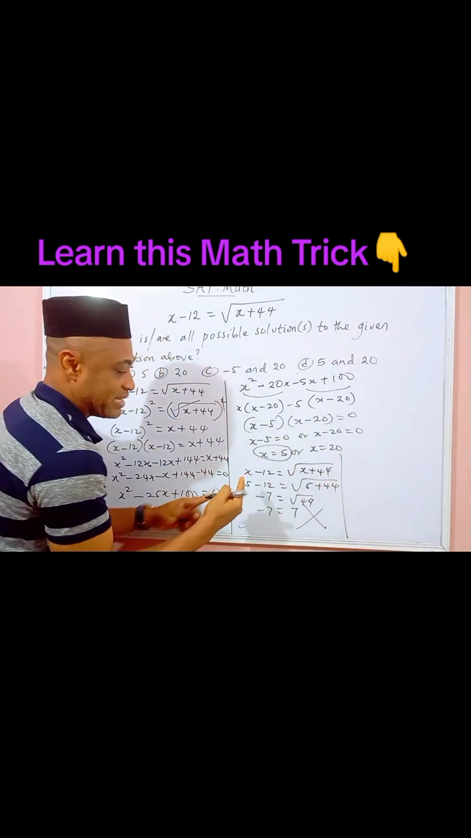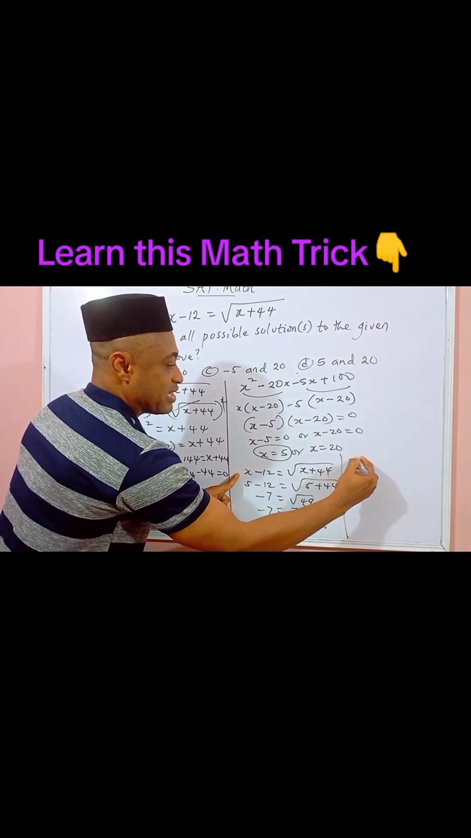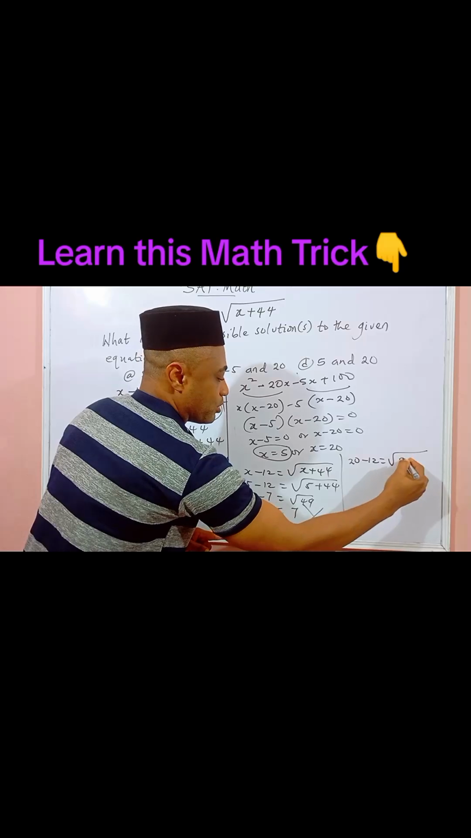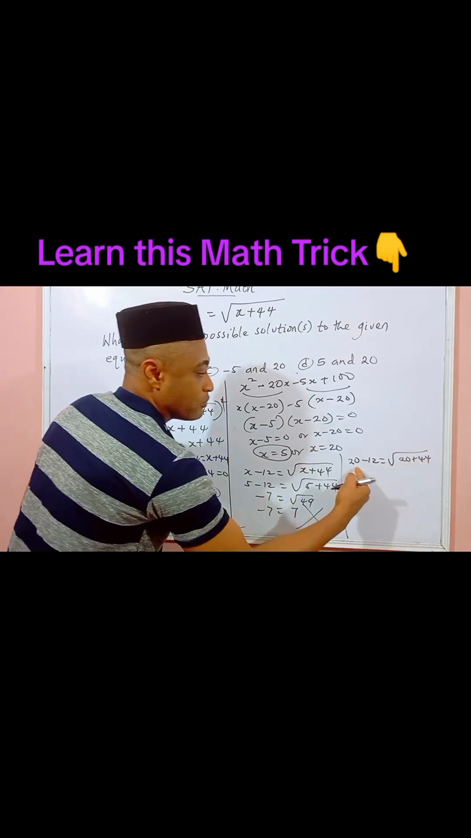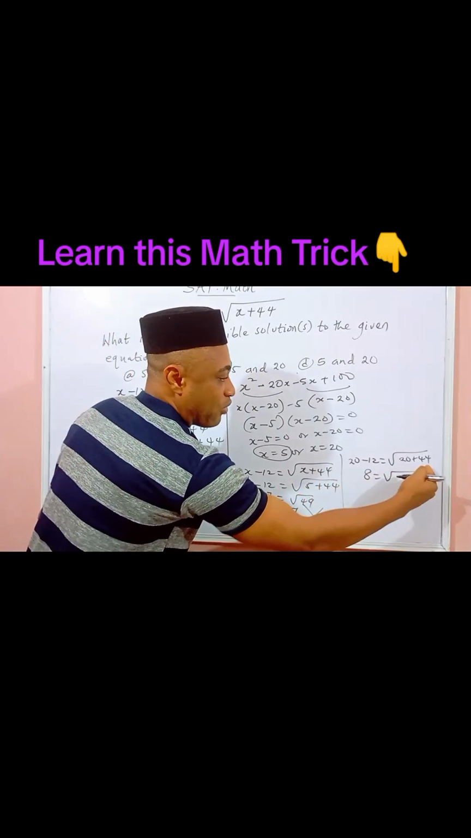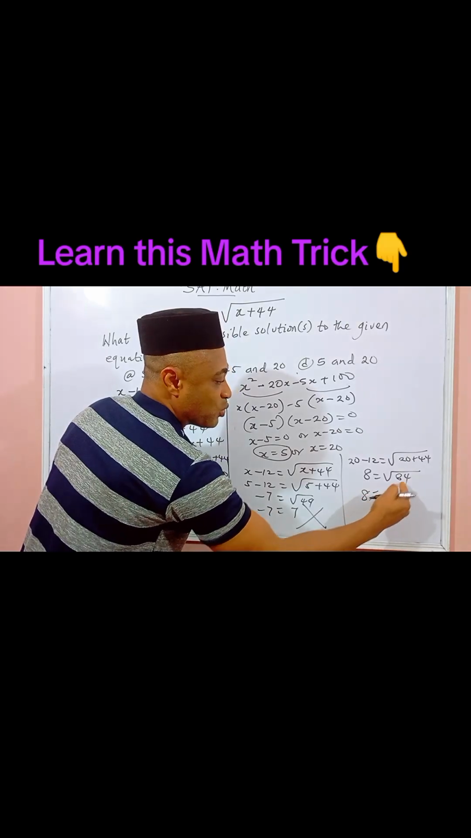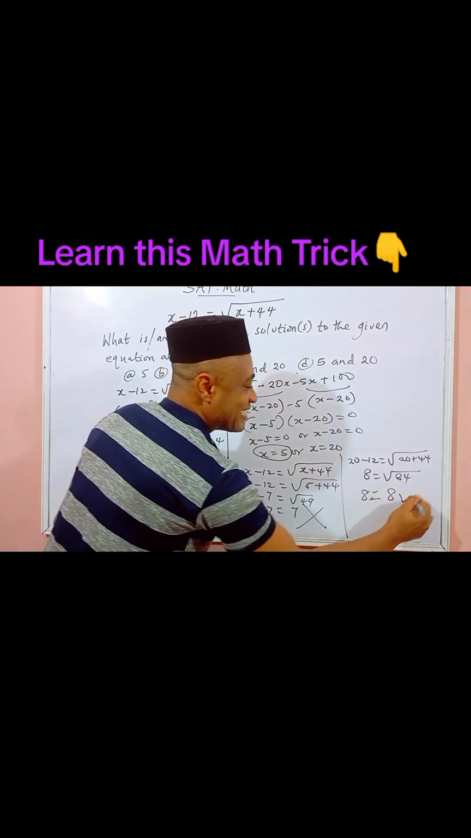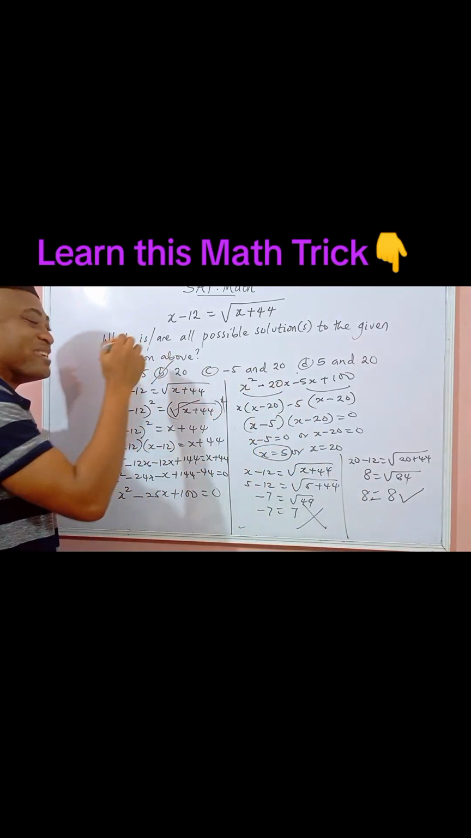Let's try out 20. If I put x as 20, 20 minus 12, will it be equal to root of 20 plus 44? 20 minus 12 will give me 8. Equals square root of what? 64. 8 is the square root of 64? 8. This is correct. So my answer is just B, x equals 20.